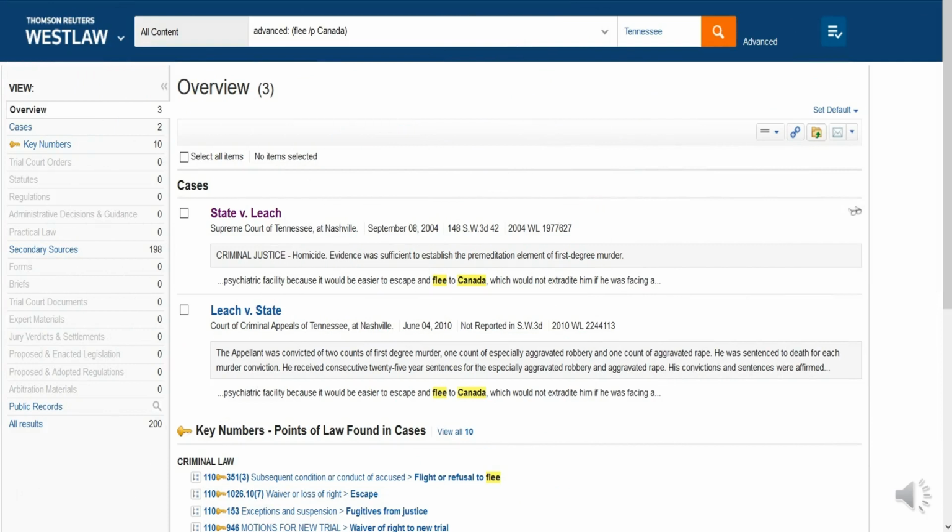The third term and connector is the /P, which means same paragraph. If you use two terms, like for instance, we're using flee /P Canada, it'll bring up both terms in the same paragraph in each case.